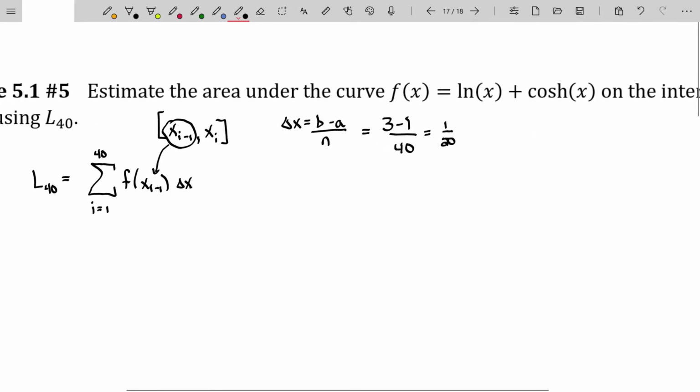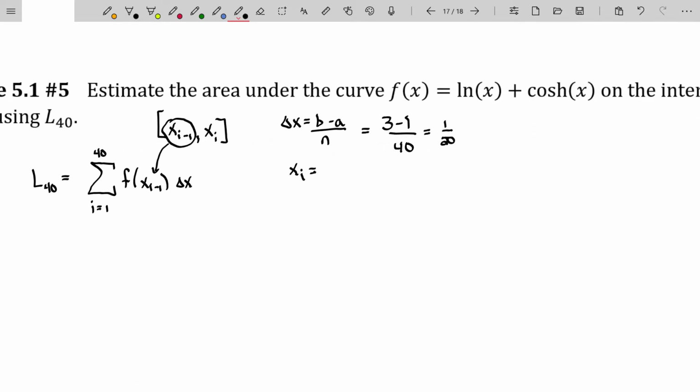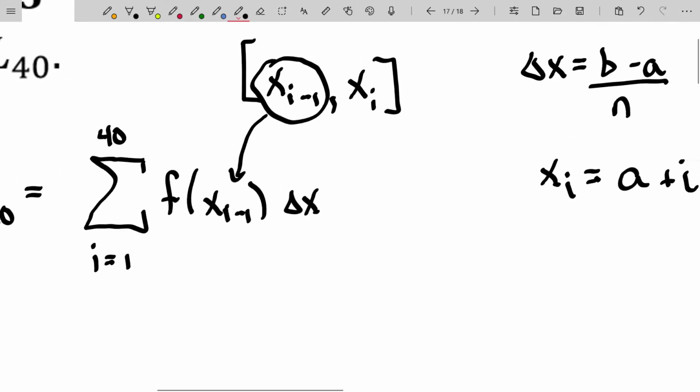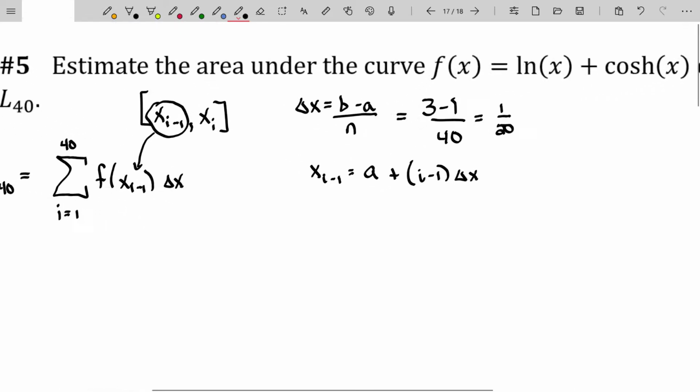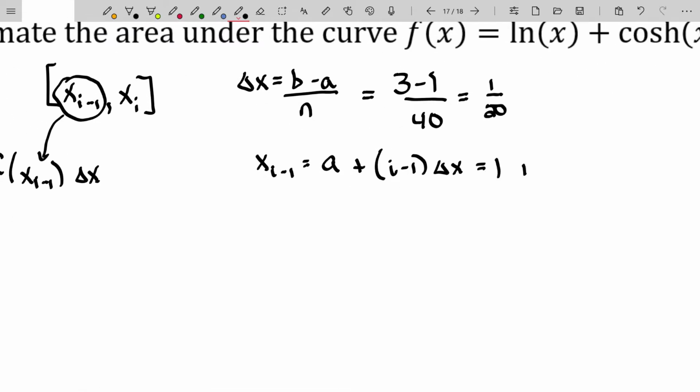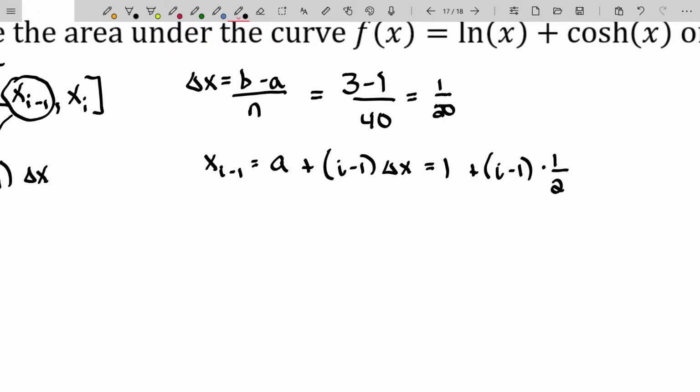Also, x sub i is going to be a plus i delta x. But in this case, we're not computing with x sub i, we're computing with x sub i minus 1. So let's take a look at x sub i minus 1. I'm going to erase this, and instead of x sub i, it's x sub i minus 1. It's still a plus, but instead of i, it's i minus 1 times delta x. A in this case was 1, so I'll just plug that in, plus i minus 1 times delta x, which we've just computed to be 1/20th.